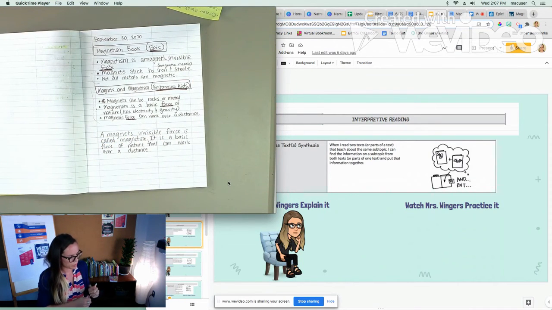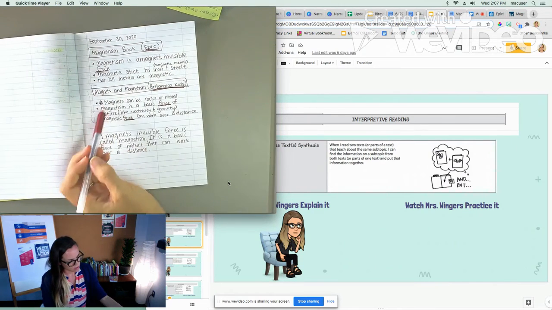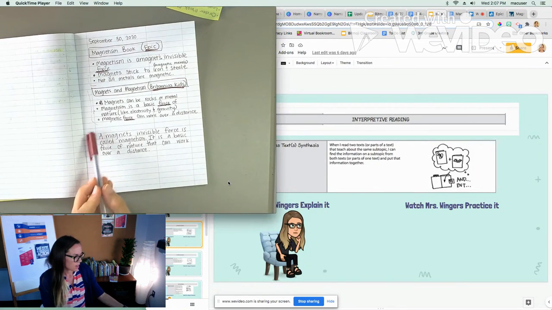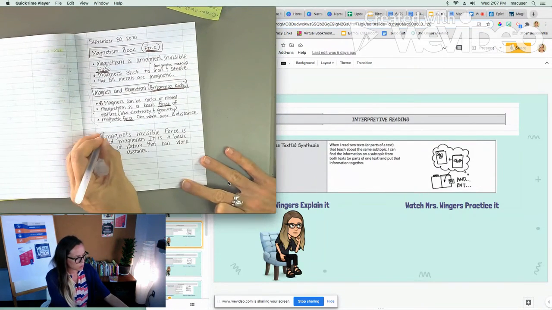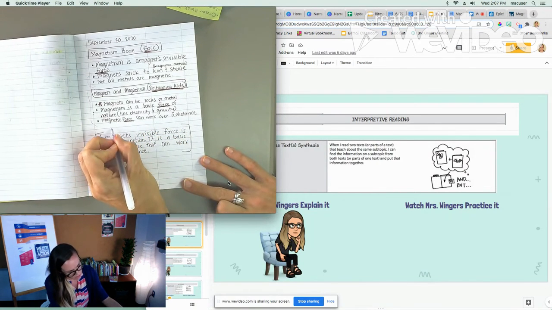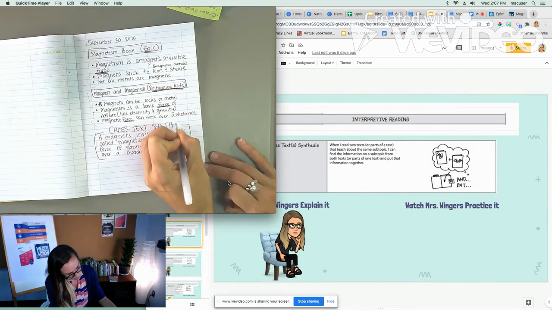Okay, cool. So here I've taken parts of information from here that were all about magnetic force, and I did my own thinking to put it together, right? This is called cross-text synthesis. Yay!